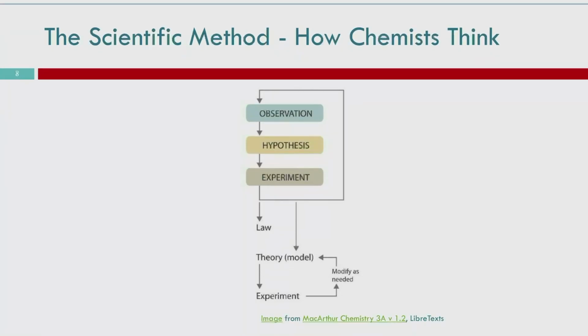So here's one diagram. This is one from our book online of what the scientific method might look like. We would start out with an observation. We notice something. That's all there is to it. We see something. We don't say something. We just see something.